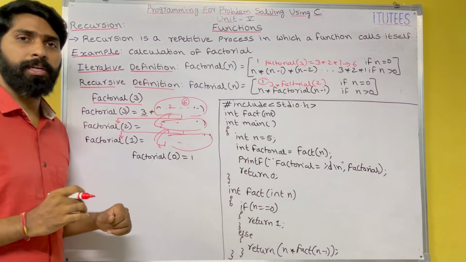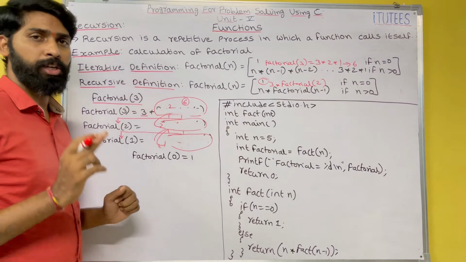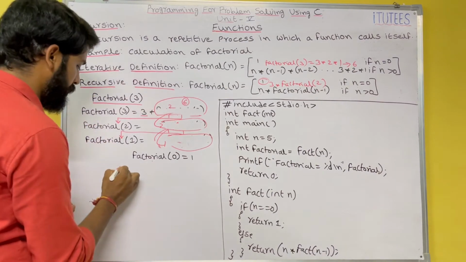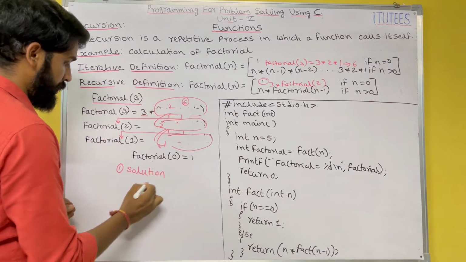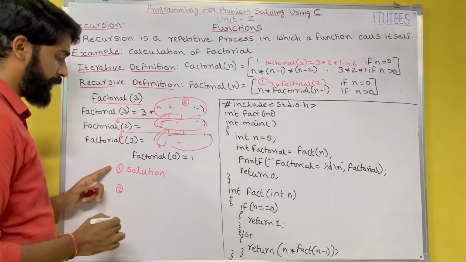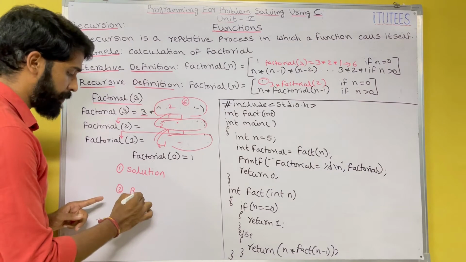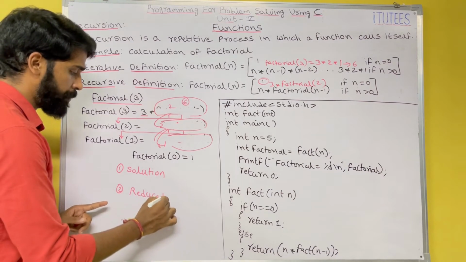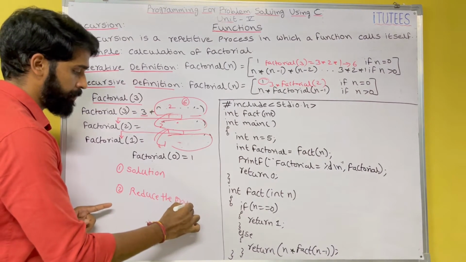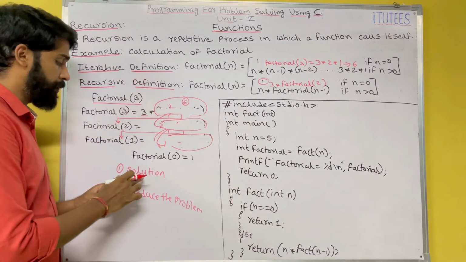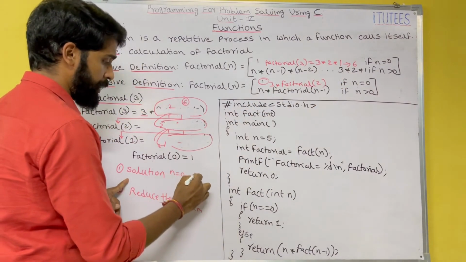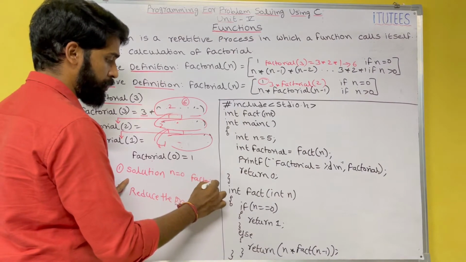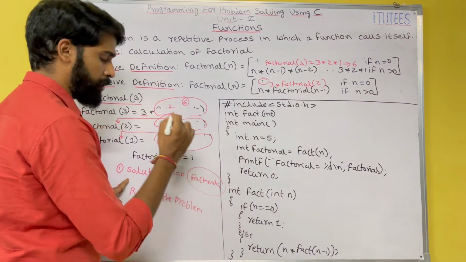If you observe, the recursive function contains two parts. One is the solution. The second part is, if there is no solution, it reduces the problem. Here we know only one solution: if n equals 0, then the factorial equals 1. So this is the solution we know.